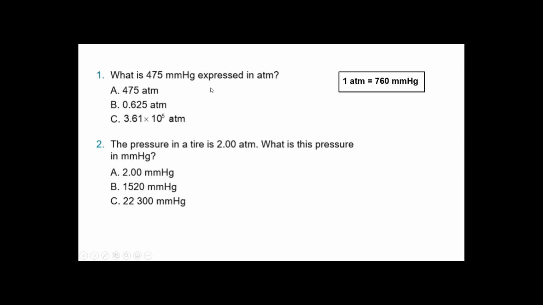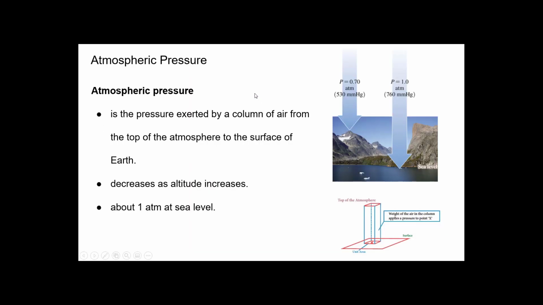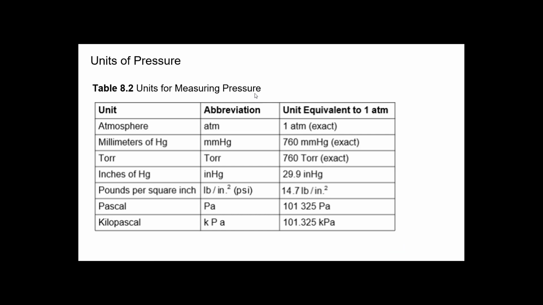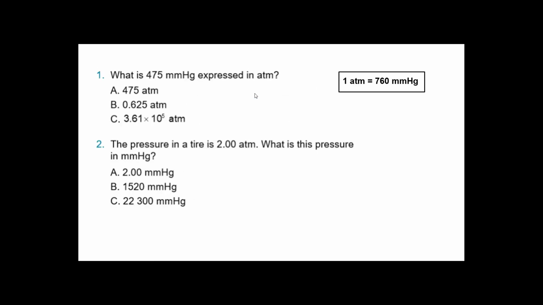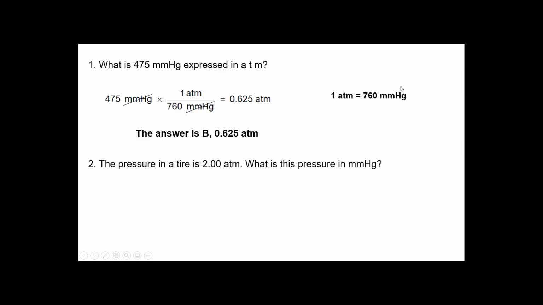So let's understand conversions now. What is 475 millimeters mercury expressed in atm? All we're doing is taking the conversions that I showed you and jumping between these so you understand how to convert. If we have 1 atm equals 760 millimeters mercury, we set it up with what we're trying to get rid of and what we want.